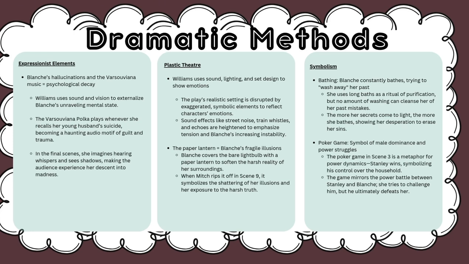Then we have plastic theatre. Williams uses sound, lighting, and set design to show emotions. The play's realistic setting is disrupted by exaggerated symbolic elements to reflect characters' emotions. Sound effects like street noise, train whistles, and echoes are heightened to emphasize tension and Blanche's increasing instability. The paper lantern is Blanche's fragile illusions.